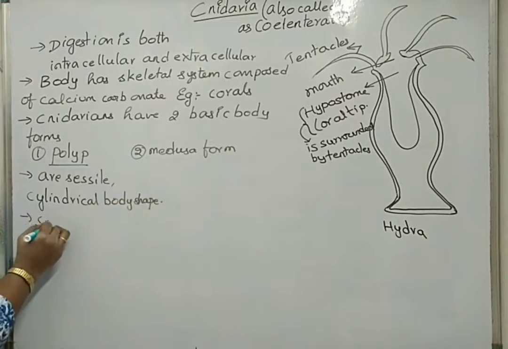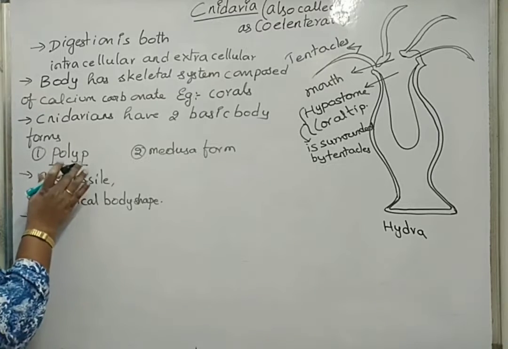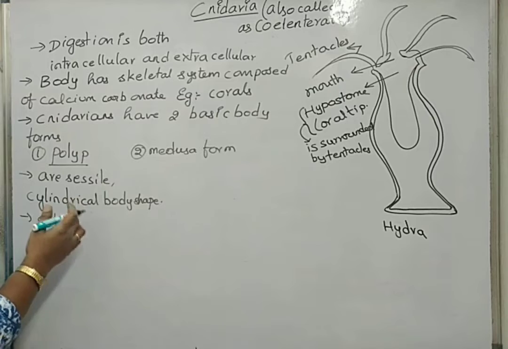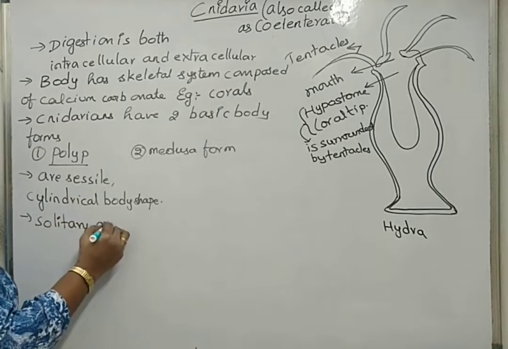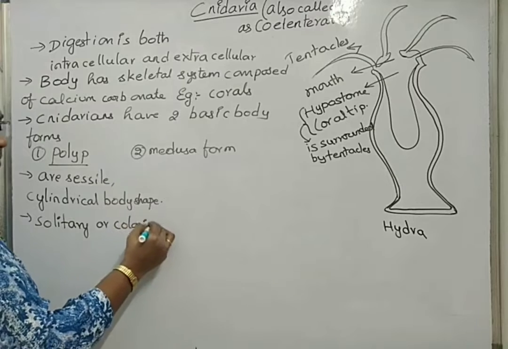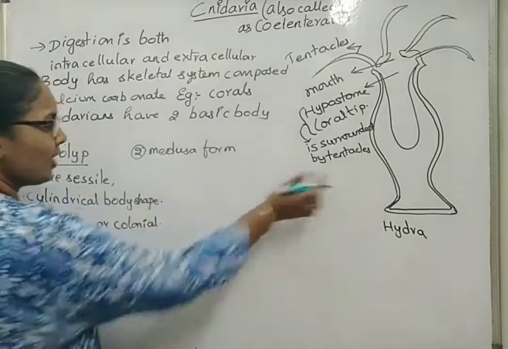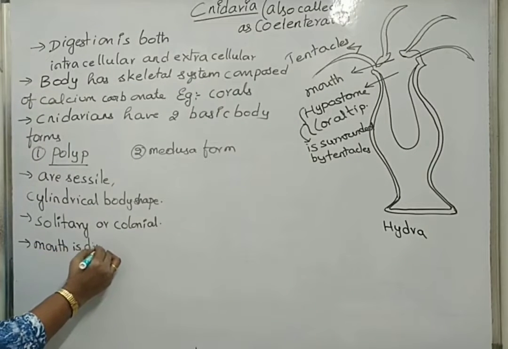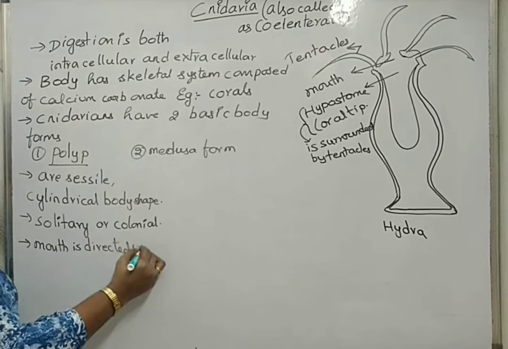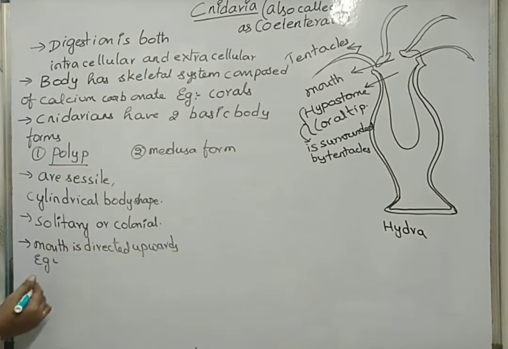These are solitary or colonial in nature. It means they can live as a single organism in one place, or they will live in colonial form. The mouth is directed upwards, like that of Hydra. We can take examples like Hydra and Adamsia.